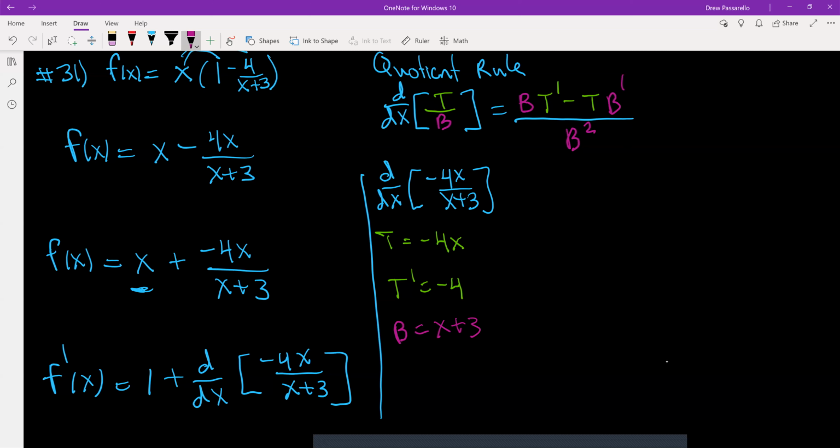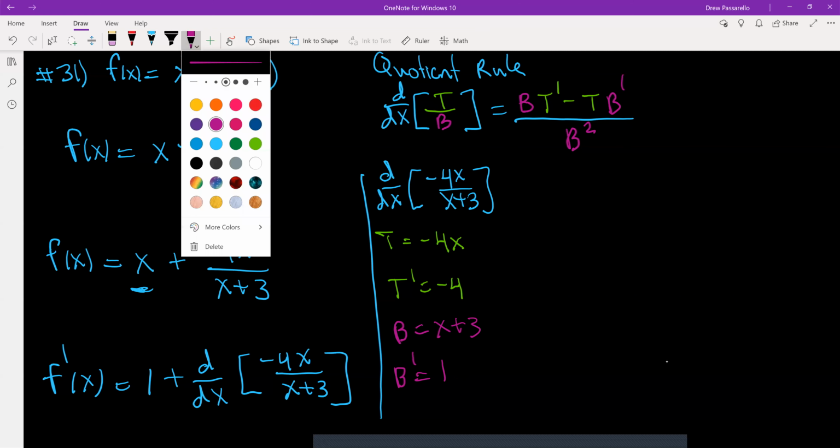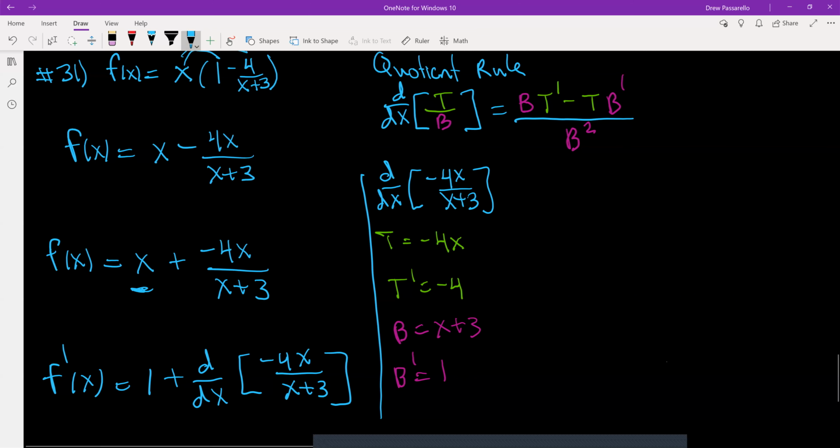Taking the derivative of that, b prime, well, derivative of x is 1. So that's like 1, and then derivative of 3 is 0, since that's a constant. So it's technically 1 plus 0, which we know you can just write as 1. All right, so I have all the components, and now I can find its derivative.